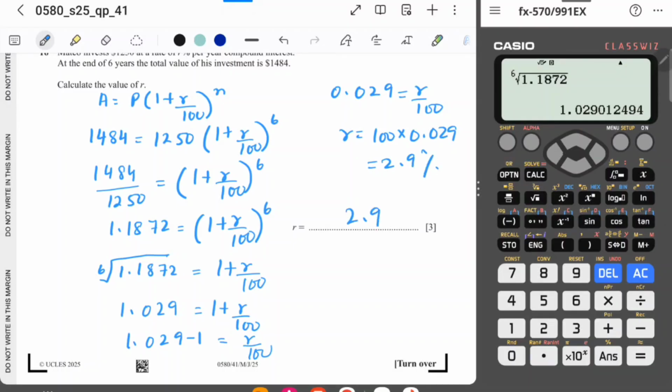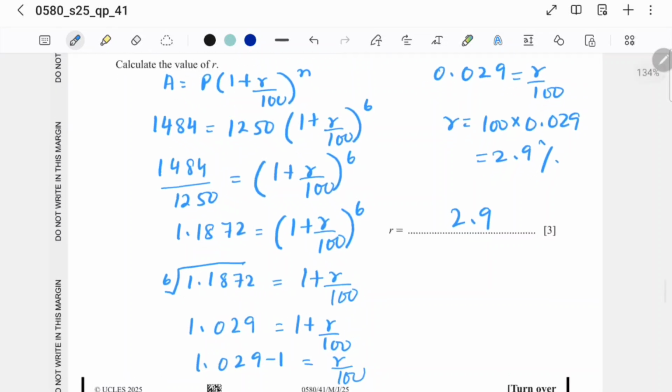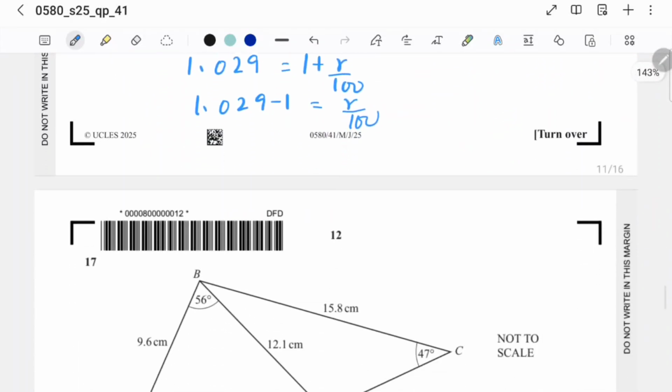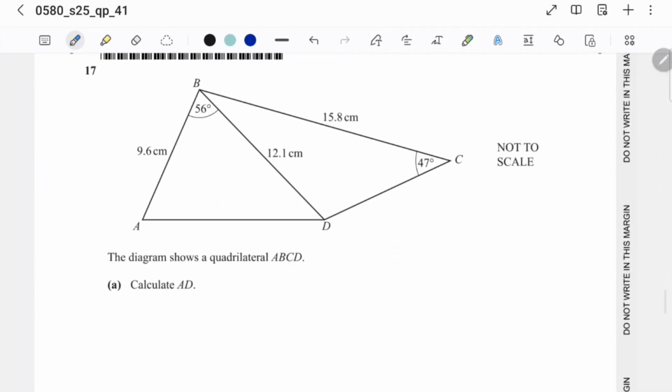2.9% is the answer for this question. I hope you understood, and this was a 3 marks question. Question number 17, again a trigonometry question. They are just asking you to calculate AD.